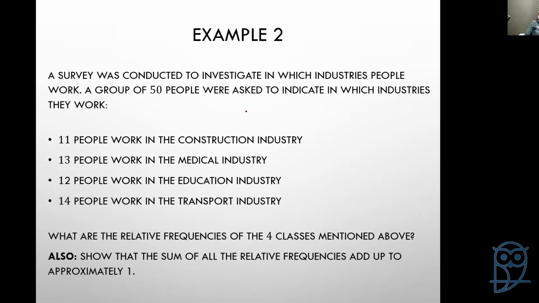What about this example? A survey was conducted to investigate in which industries people work.